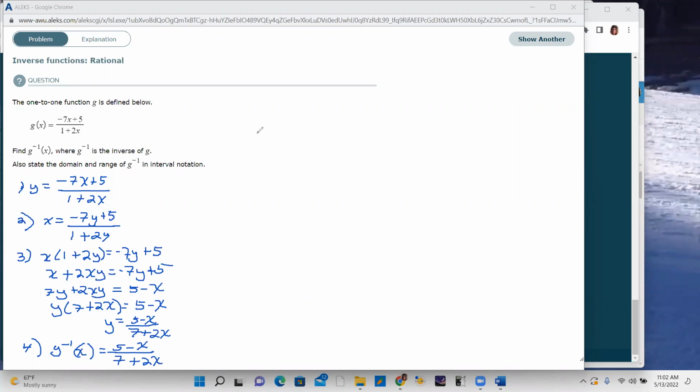And for the domain, it's all real numbers except where the bottom is zero. So the 7 plus 2x can't be zero. We can find what x makes it zero. So it's all real numbers except for that one. So we go from negative infinity up to negative 7/2, don't include the negative 7/2, and then start again at the negative 7/2, but don't include it, to positive infinity.